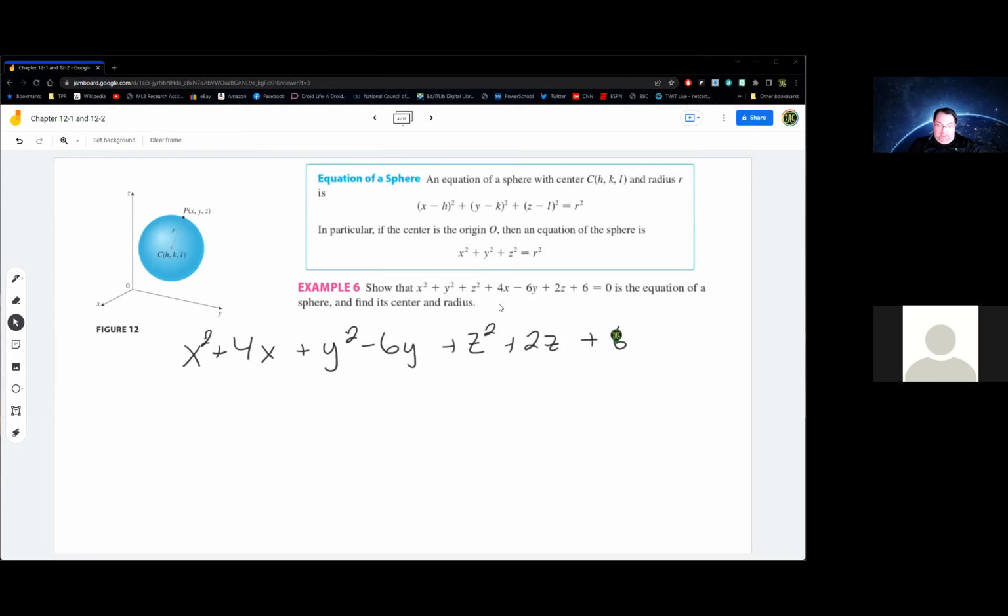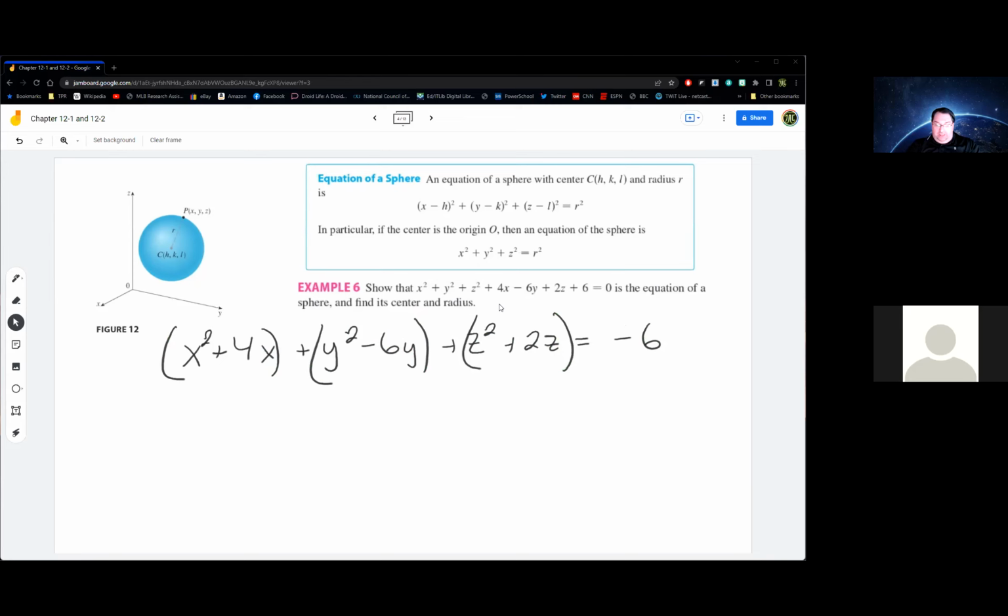Plus 6. Actually, I'm going to move the 6 over while I do this instead of doing it in the next step. So now what I've got to do is come up with the perfect square for each one of these: for the x, for the y, and for the z.